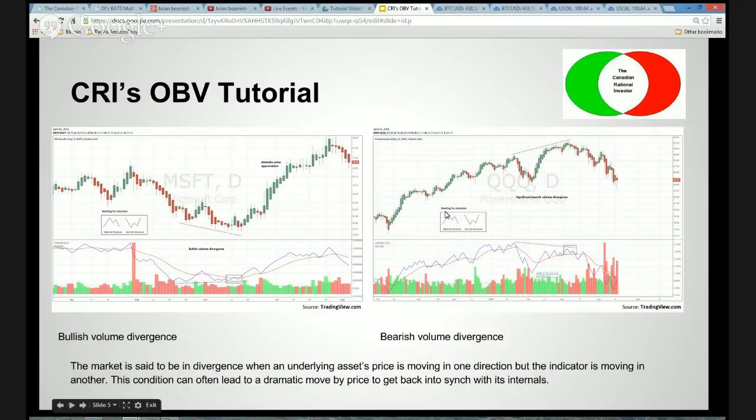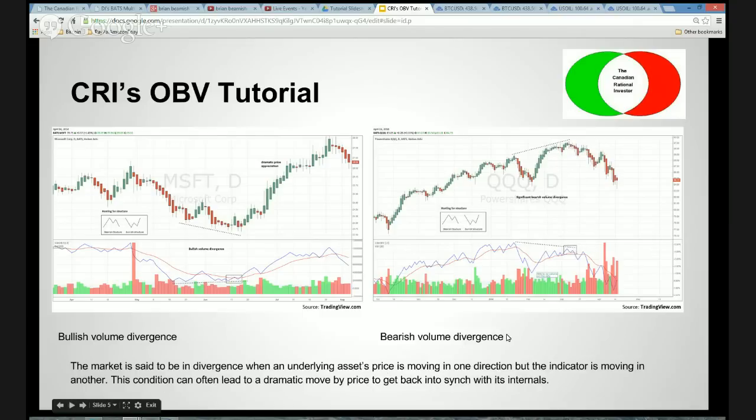You'll notice, too, talking about market structure, we had a very well-defined little M top here that broke through the moving average. So on top of the fact that market structure here was weak, we had basically a bearish divergence where the volume indicator itself was making lower highs and lower lows, but price itself was making higher highs and higher lows.